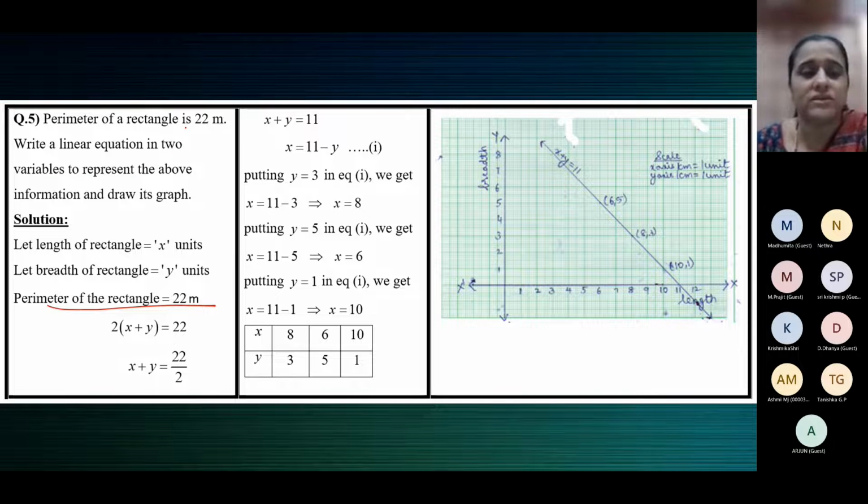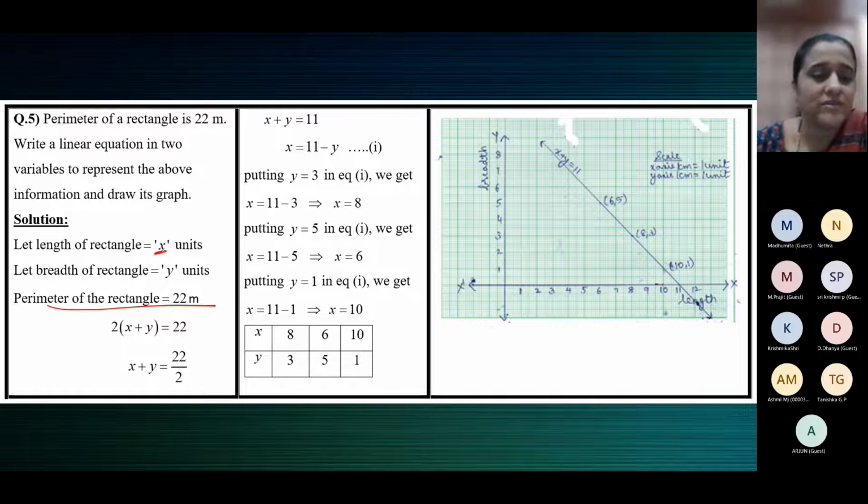So what information is given? Perimeter of a rectangle is 22 meters. That information is given to you. You need to represent this information as a linear equation in 2 variables. So two variables meaning x and y, and draw its graph. So use x and y to represent the above information and then make the graph of that equation.